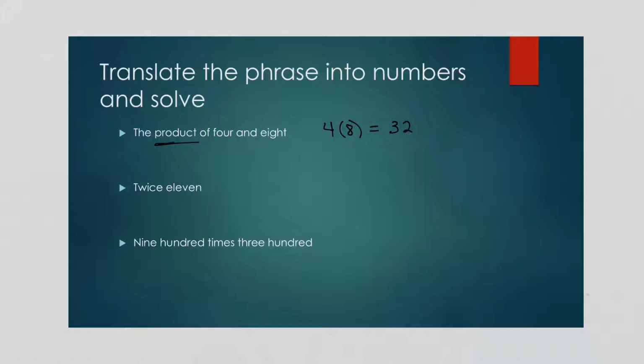Twice 11 means 2 times 11. 900 times 300 means 900 times 300. And here's always what I've done whenever I have all these zeros on here. I just put my placeholders there and I start at my 3. So now 3 times 0 is 0. 3 times 0 is 0. 3 times 9 is 27. There's my comma. So my answer here is 270,000.